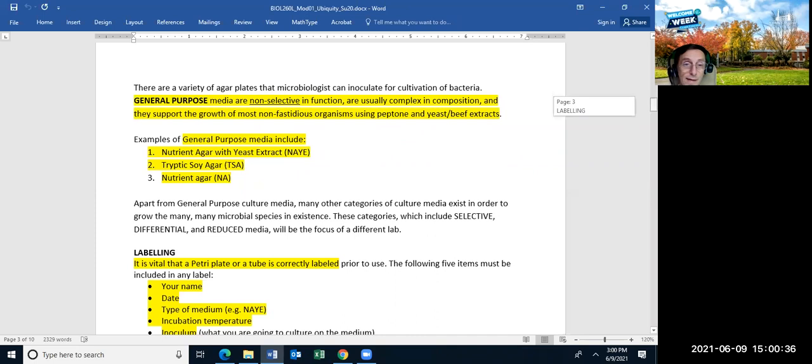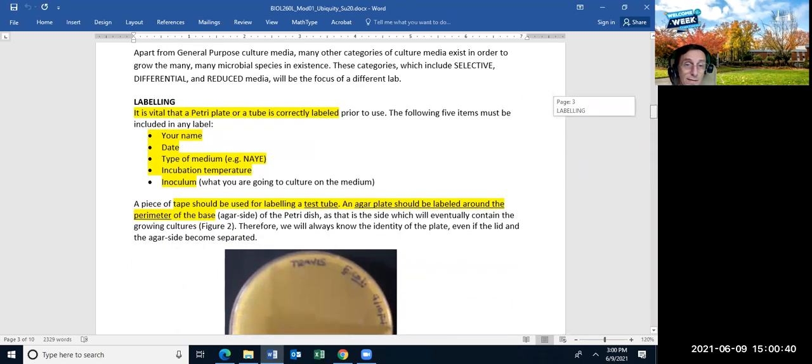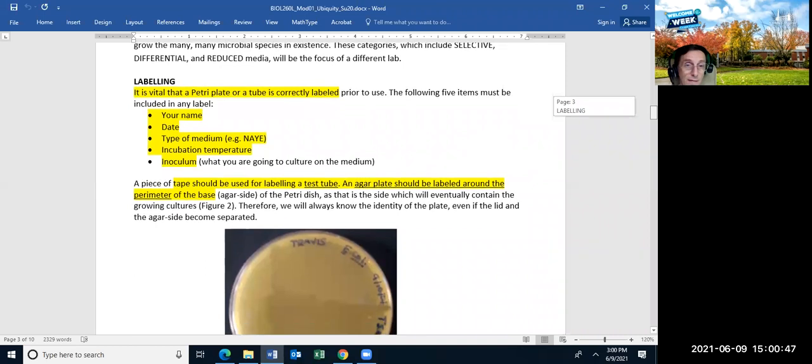Everything you use in the lab has to be labeled, and that includes Petri plates and test tubes. On the labeling, you should add your name, the date, the type of medium it is, such as NA, and then the incubation temperature is optional. You should also put what you have growing, so the inoculum. If you know what it is, put what it is.